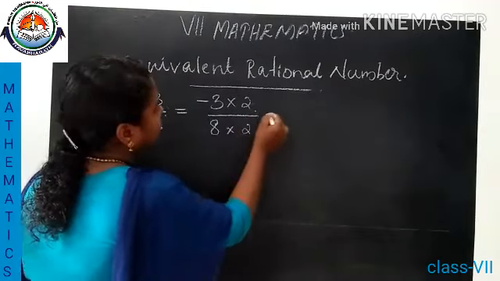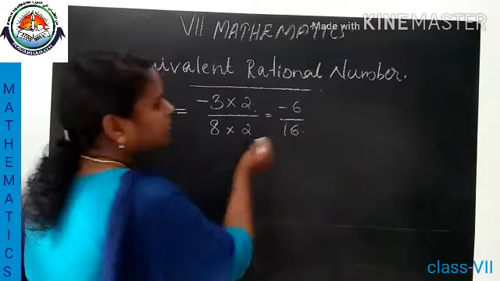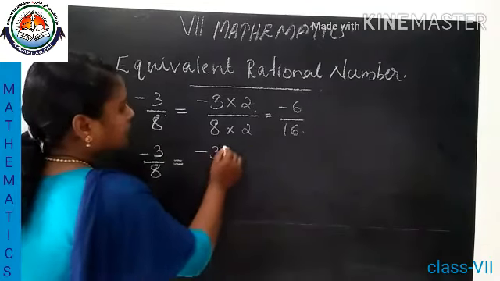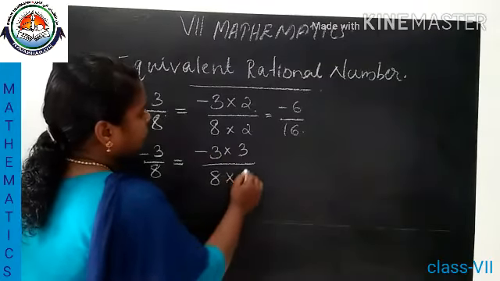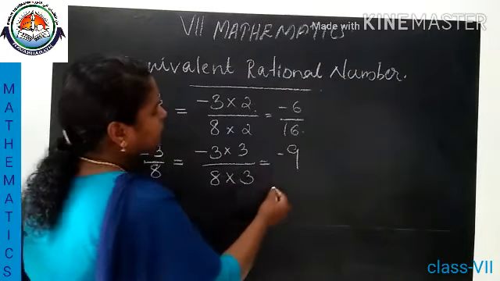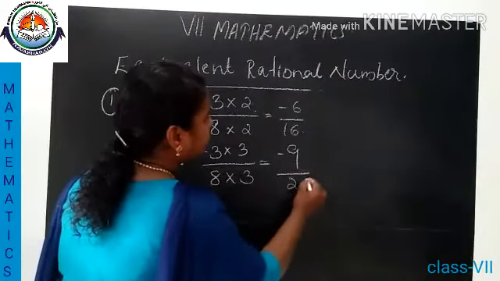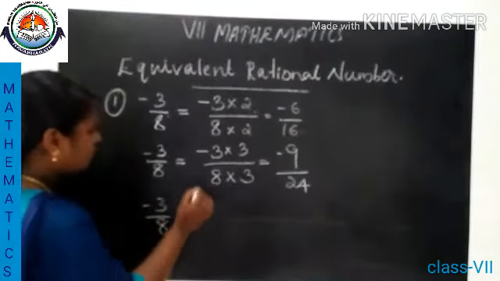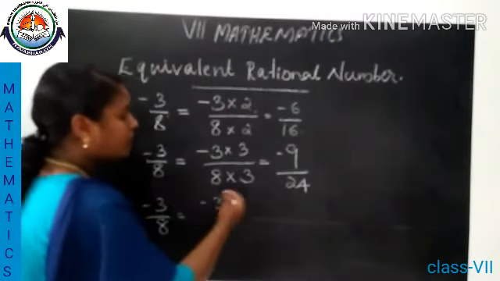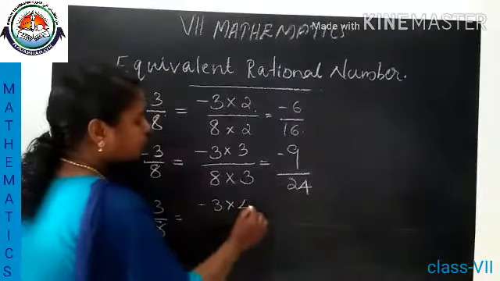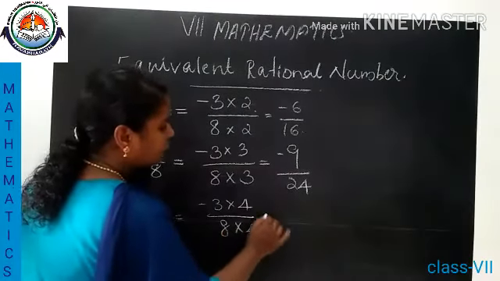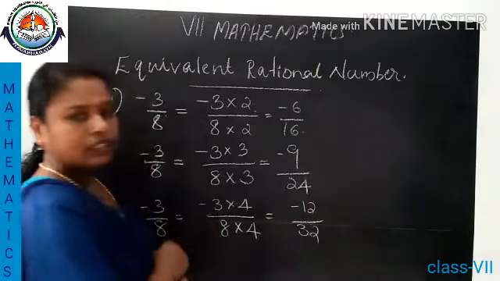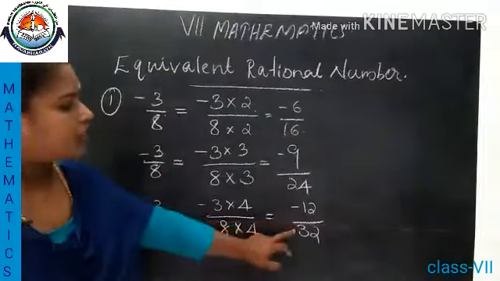8 into 2, then it is negative 6 by 16. Next I am multiplying this negative 3 by 8 by 3, so it is negative 9 by 24. Then negative 3 by 8 equal to negative 3 into... next I am multiplying this number by 4. Then it is 8 into 4, negative 12 by 32. So we got 3 rational numbers.